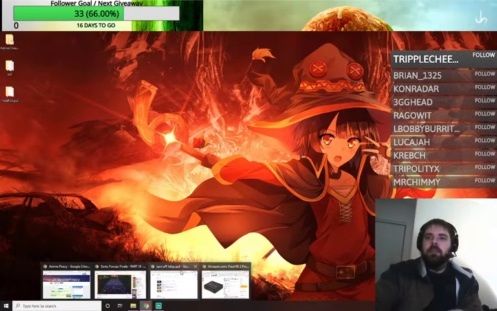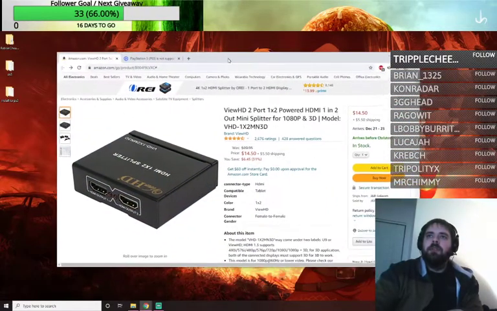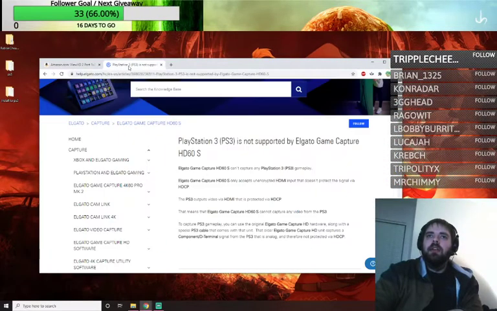So the issue with the PS3 and capture card is that the video of the PS3 is protected by HDCP, and that basically means that it's encrypted in such a way that it doesn't allow other programs to record. And the way to get around it, I did some Googling. That's how I found it wasn't supported. I wish I'd known that.